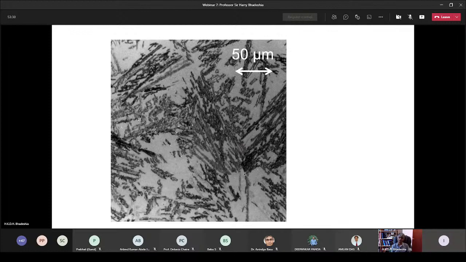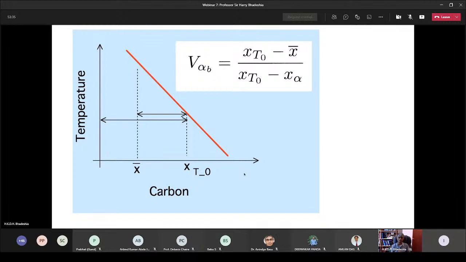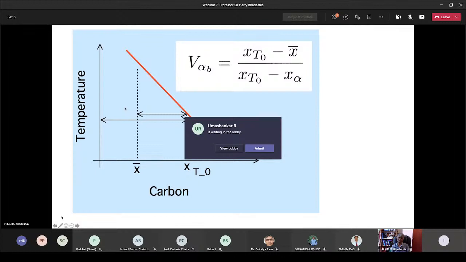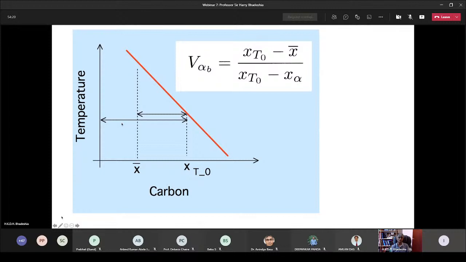So let's see whether our theory tells us something else to try. Going back to our T0 curve here, our goal is to increase the volume fraction of bainite so that the islands of austenite become smaller and smaller. This is the volume fraction of bainite. This is the T0 curve, and the ferrite carbon concentration will be very small. This is the average concentration in our alloy, and at a particular temperature, this is the concentration defined by the T0 curve. So just by using the lever rule, this distance divided by this distance gives me the volume fraction of bainite. In other words, XT0 minus X bar, divided by XT0 minus X alpha, gives me the volume fraction of bainite. And I cannot get more bainite than defined by this equation, which comes from our mechanism of transformation.